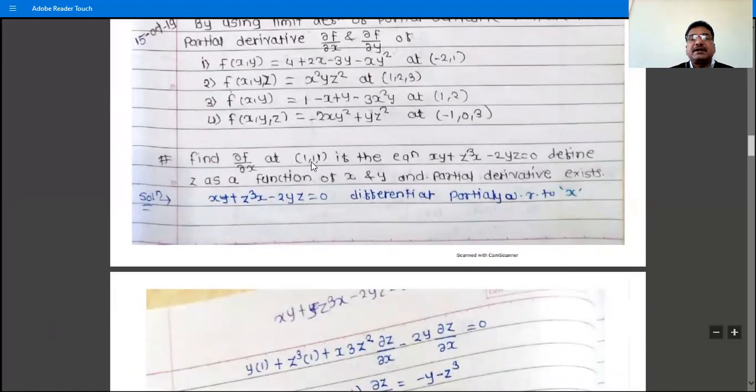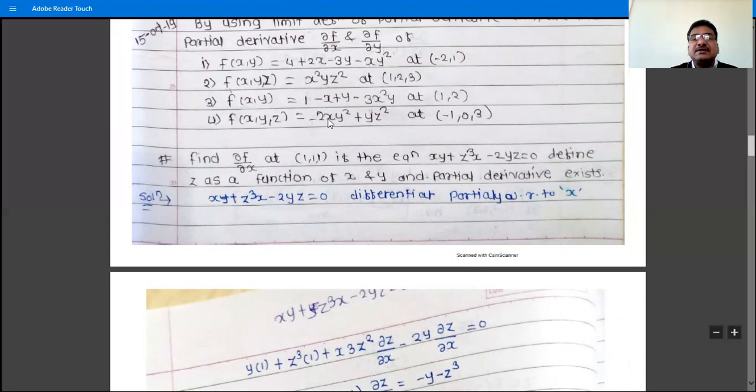Find ∂/∂x at 1, 1, 1 if this is the function. Here the function is not given, an equation is given. There, the function is given. So there is a difference between these two problems. Define z as a function of x, y. Here, if you observe, this is a function of x, y, z.